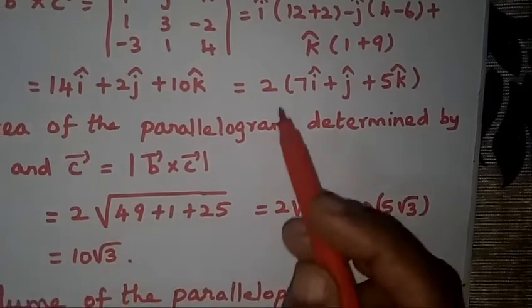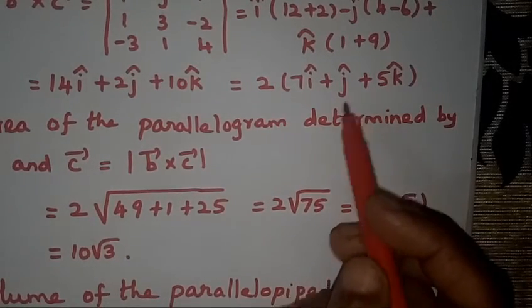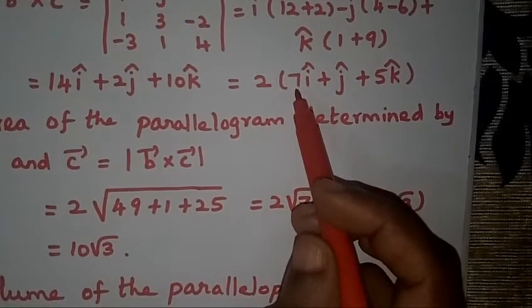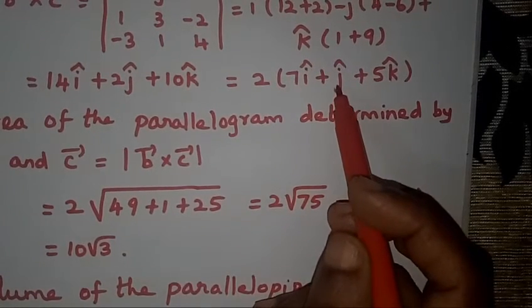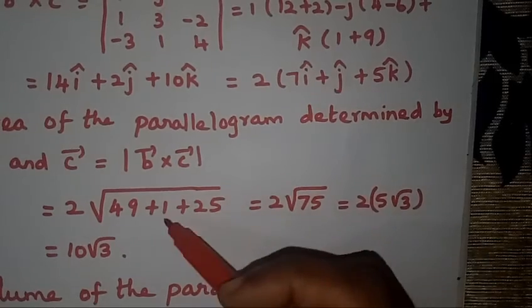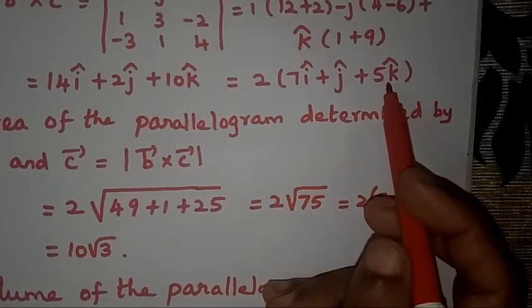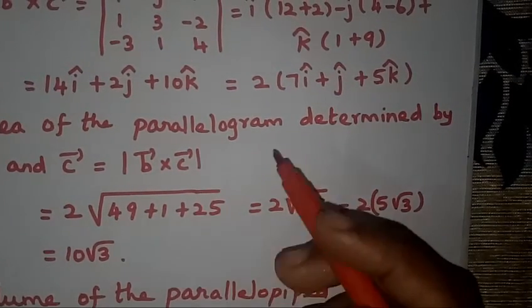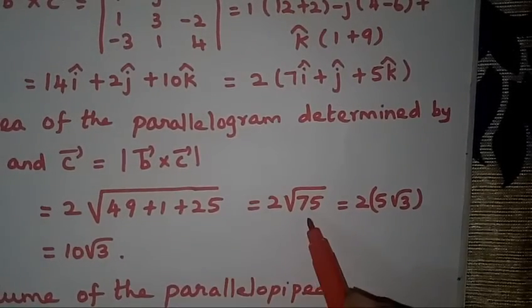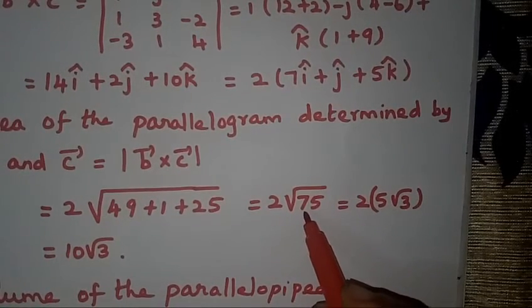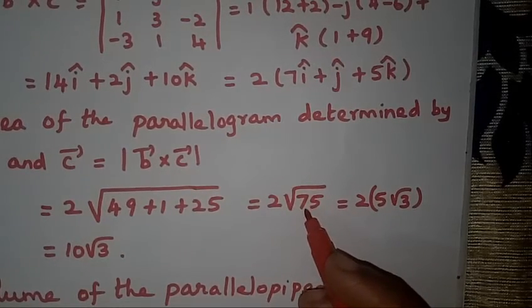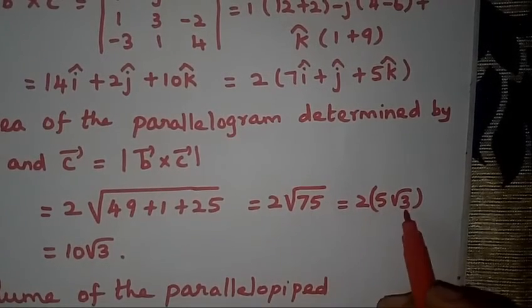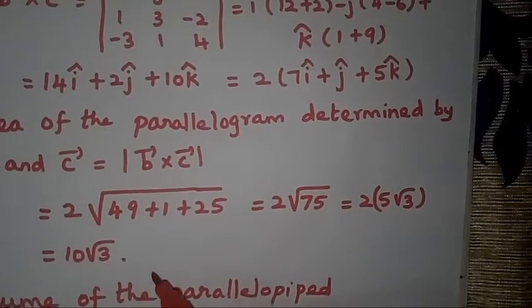2 into, then for this vector, if you take the modulus, it is root of: take the I cap coefficient, square it, 7 square 49, plus J cap coefficient is 1, 1 square is 1. Take the coefficient of K cap, 5, 5 square is 25. So 50 plus 25 is 75. And this 75 we can write as 25 into 3, isn't it? So the square root of 25 is 5, root 3 you'll get. It is 10 root 3.